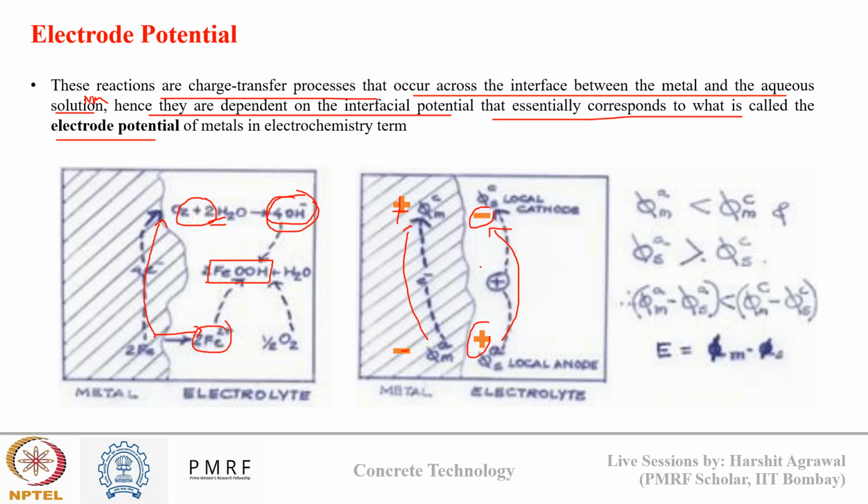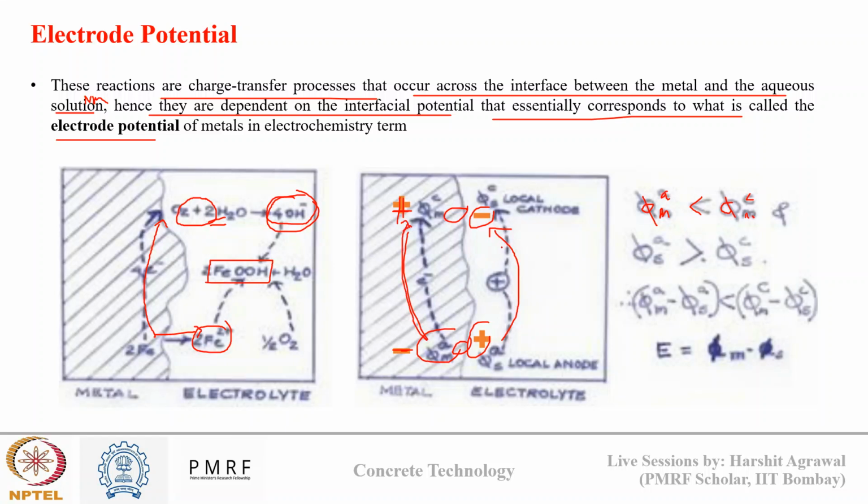Now for this movement to occur, there should be some potential difference between these two sides that we have defined earlier. If you see the second figure, at the anode, the phi here represents the potential. So the potential of the metal at the anode will be lower than the potential of the metal at the cathode. If this is happening, then only the electrons will move from a lower potential to a higher potential.